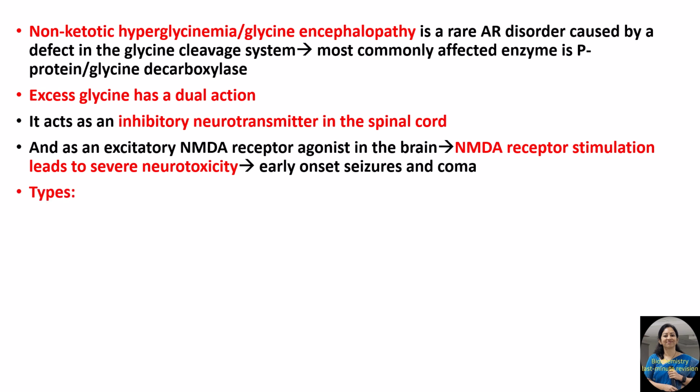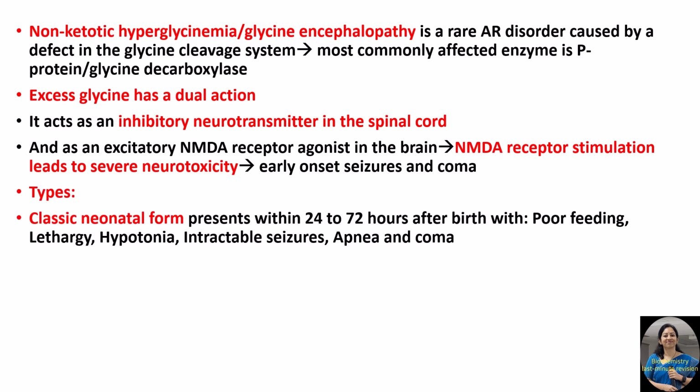There are two types of non-ketotic hyperglycinemia. One is the classical neonatal form, which presents within 24 to 72 hours after birth. And what are the characteristic features of this classical neonatal non-ketotic hyperglycinemia? It is characterized by poor feeding, lethargy, hypotonia, apnea.